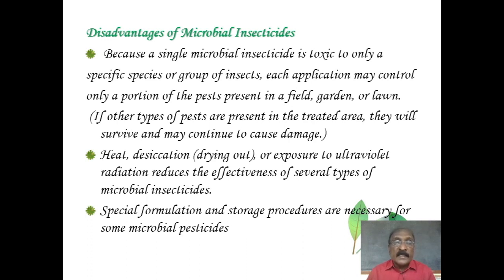Disadvantages of microbial insecticides. Because a single microbial insecticide is toxic to only a specific species or group of insects, each application may control only a portion of the pests present in the field or garden or lawn. If other types of pests are present in the treated area, they will survive and may continue to cause damage. Host desiccation, that is the drying out, or exposure to ultraviolet radiation reduces the effectiveness of several types of microbial insecticides. Special formulations and storage procedures are necessary for some microbial pesticides.